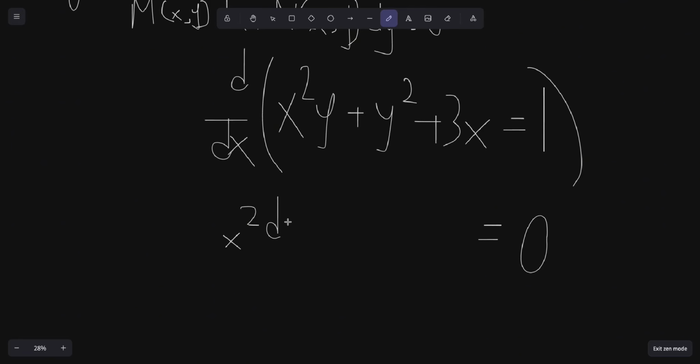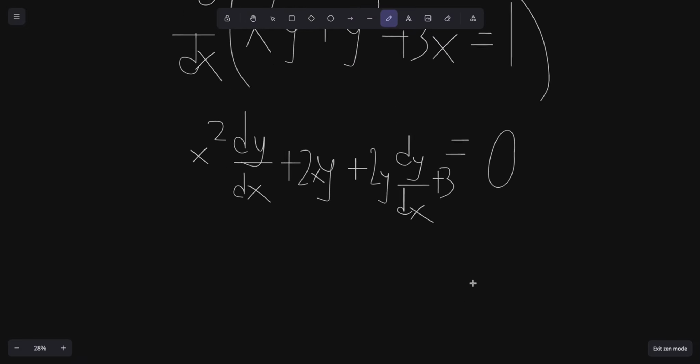So left d right plus, and then right d left. So right times the derivative of the left, so 2xy. And this right over here is once again another chain rule. And then this is going to be plus 3 is equal to 0.